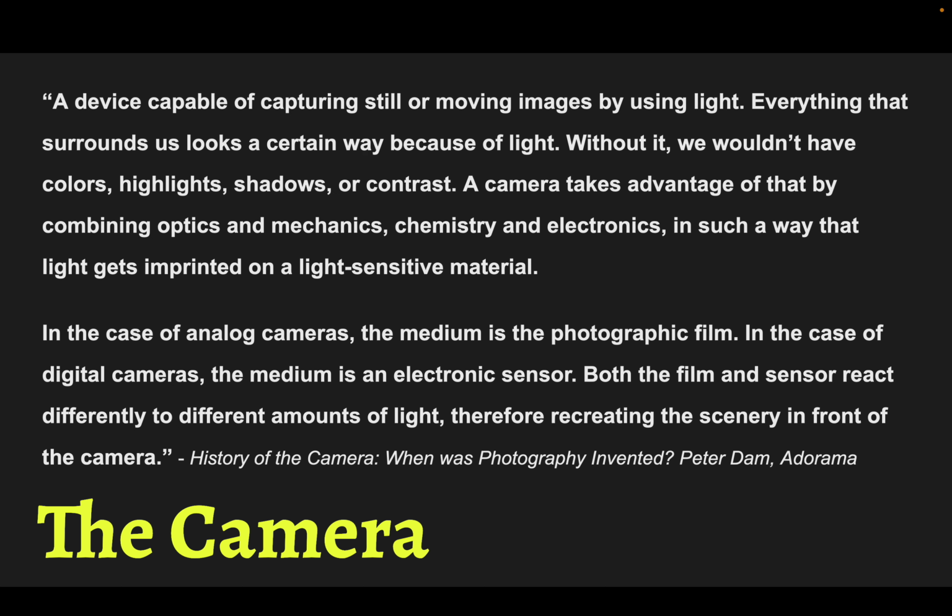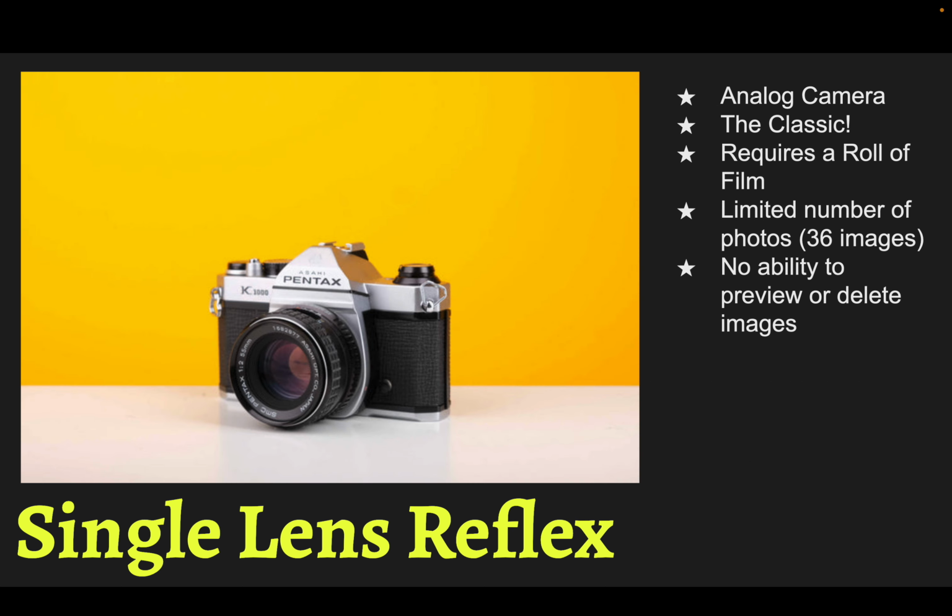In the case of analog cameras, the medium is a photographic film. In the case of digital cameras, the medium is an electronic sensor. Both the film and sensor react differently to different amounts of light, therefore recreating the scenery in front of the camera. So starting off with the single lens reflex, or the SLR, which is the analog camera, or as we know, also the film camera.